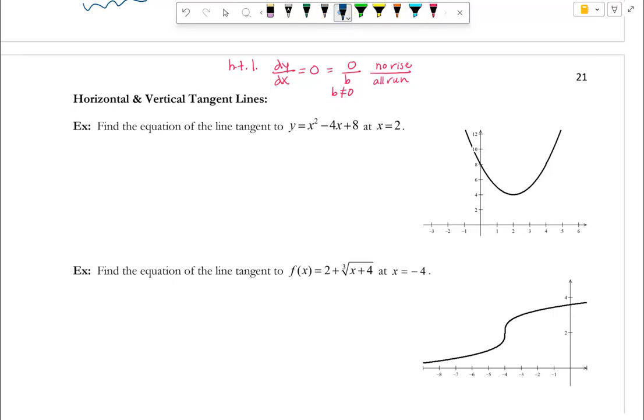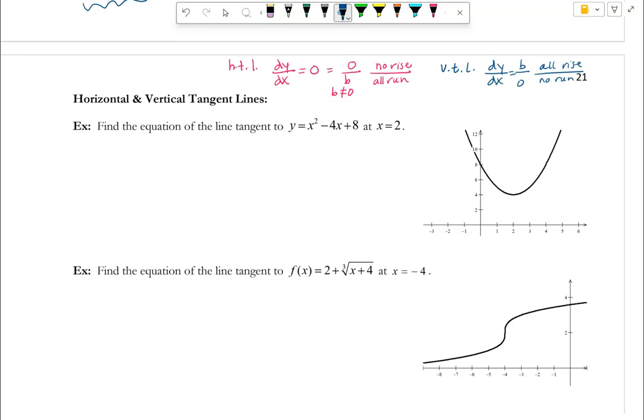Whereas conversely, for a vertical tangent line, I could think of my dy/dx as being a number over 0, where again, b is not 0. And I could think of that as having all rise, so I'm rising, but with 0 run, or no run. So that's how I can remember that the 0 is on the bottom, because I have 0 run when I'm looking at a vertical line.